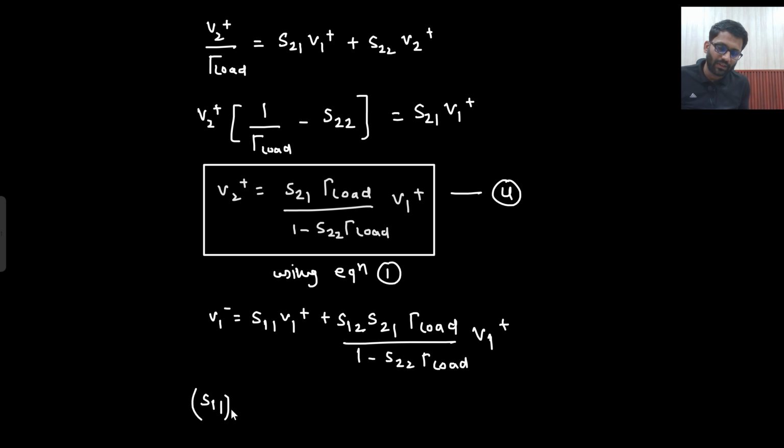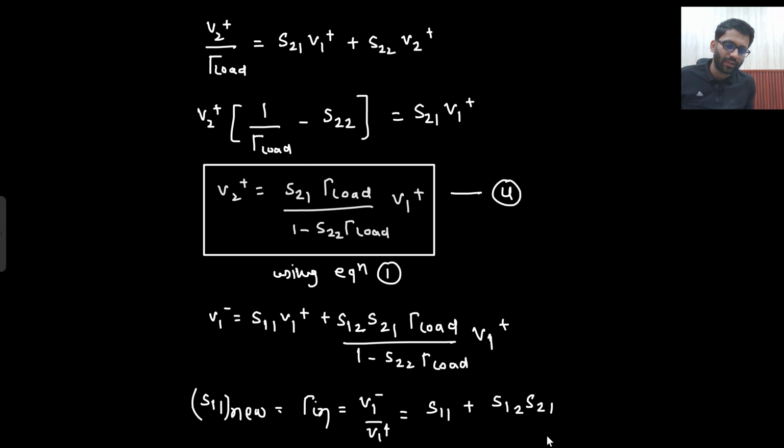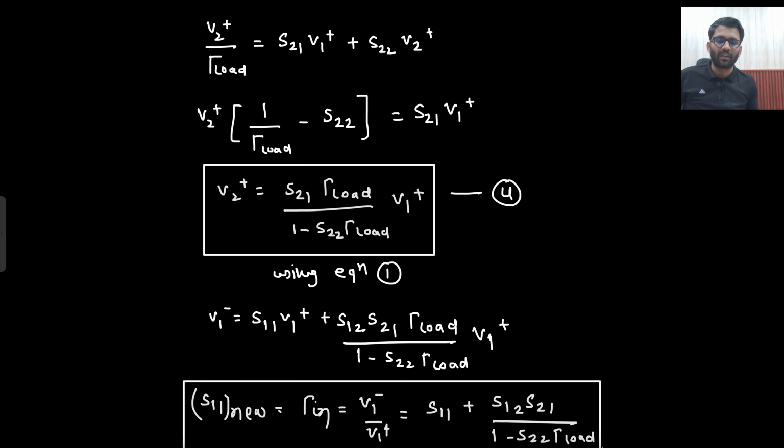S11 new, or you can say gamma in, or you can say V1 minus divided by V1 plus. Whatever you want to call it, you get S11 plus S12 into S21 gamma load divided by 1 minus S22 gamma load. There you go, this is the expression. In the previous case, sorry, here also there is gamma load.